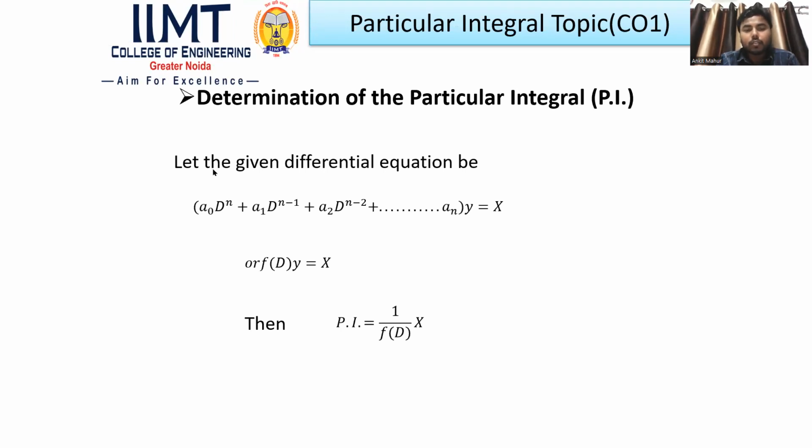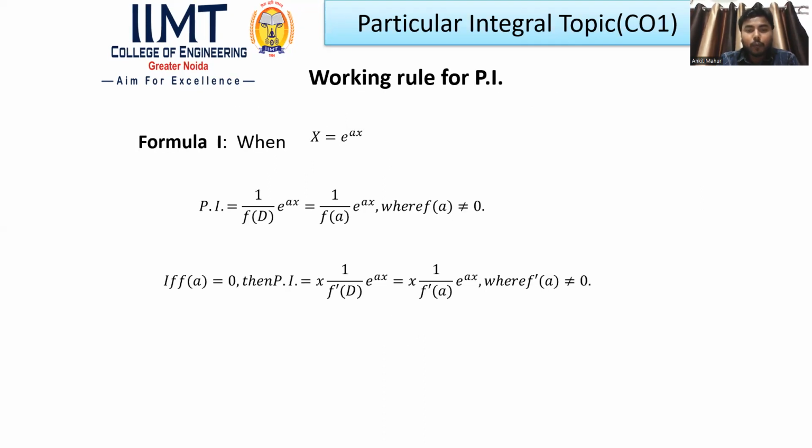particular integral. Let the given differential equation be (a0 D^n plus a1 D^(n-1) plus a2 D^(n-2) up to an) y equals X, or f(D) y equals X. Then PI is 1 upon f(D) X. Now I am going to discuss the working rule for finding PI.